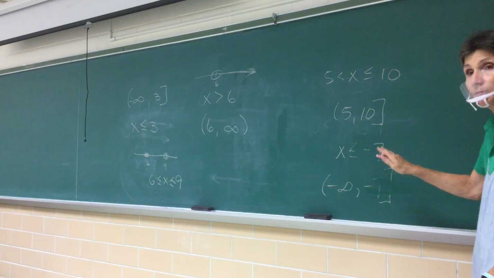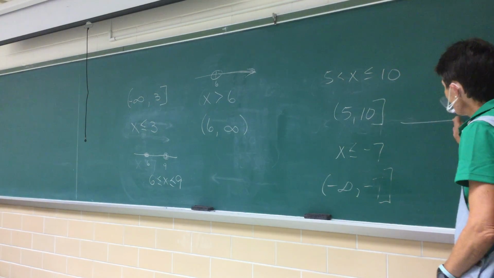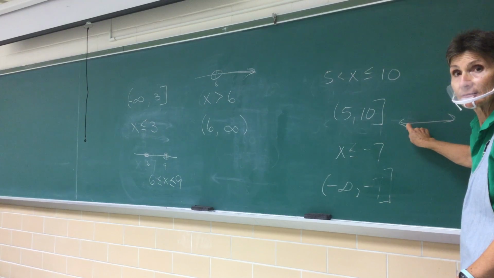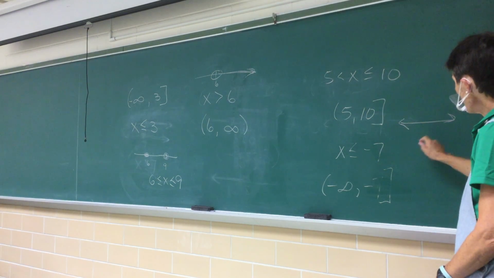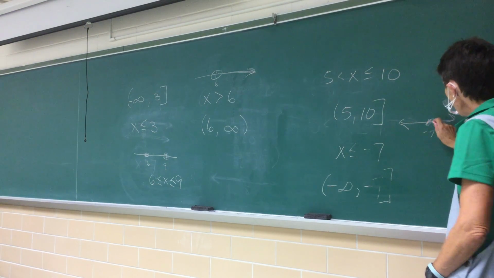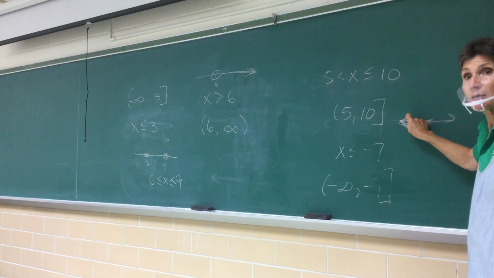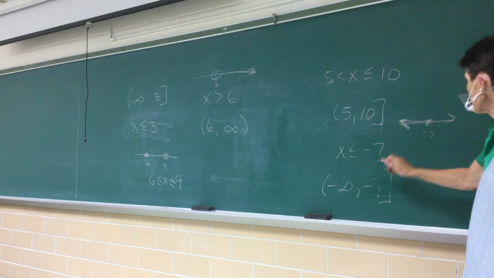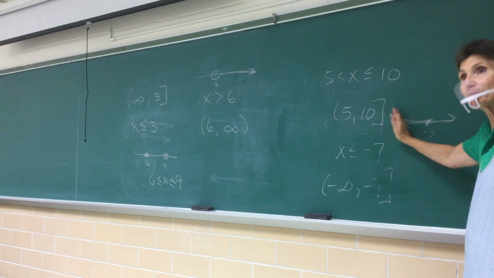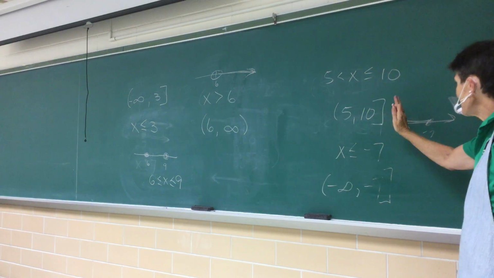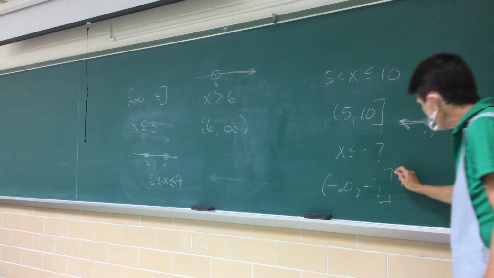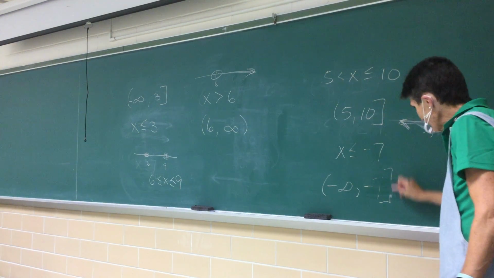And if any of you are confused about that, think about what this looks like graphically. Because this would be negative 7 and then shaded that way, right? So when you write your interval, it's always little number, big number. It's left, right. So this has to be negative infinity, negative 7. And that's a bracket.